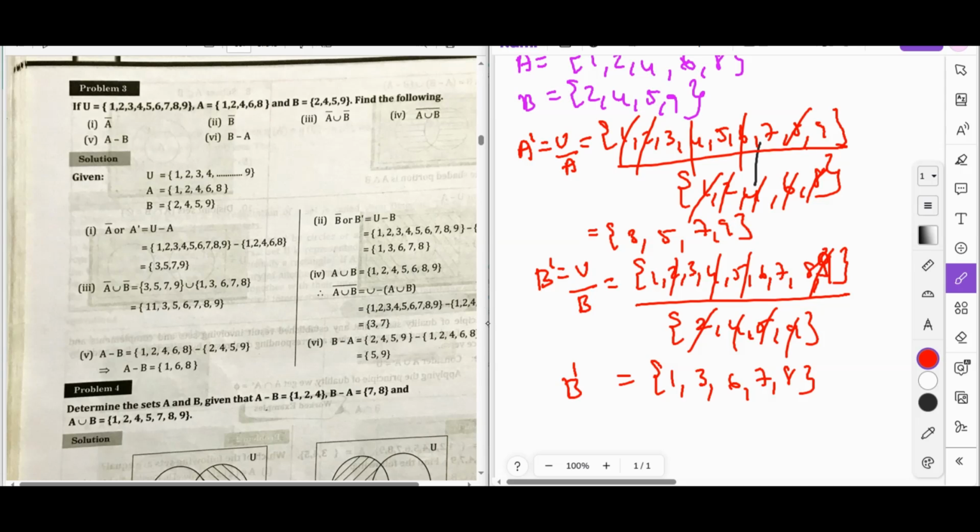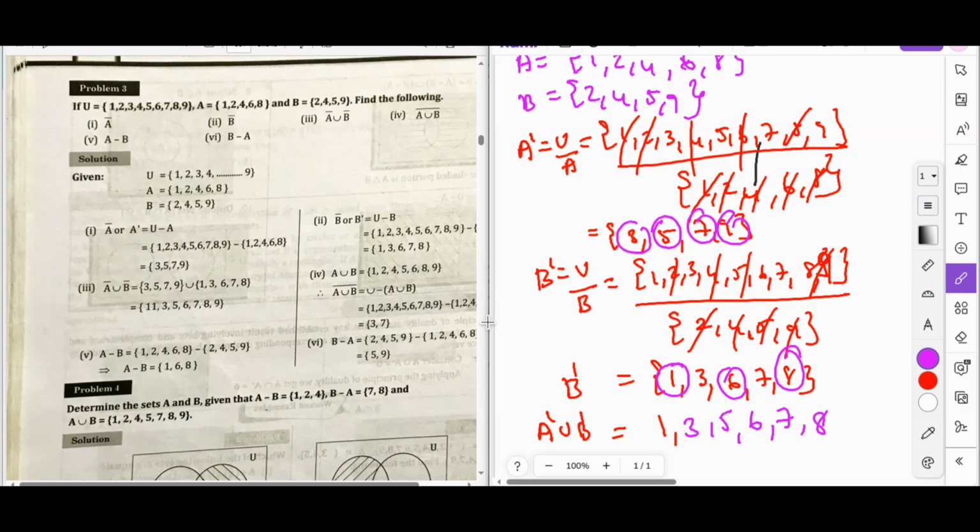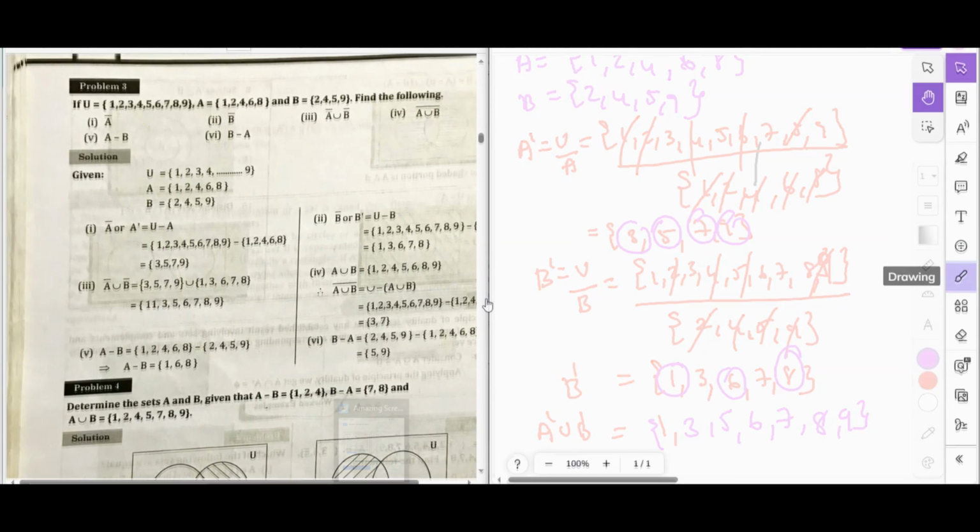Then the next one, they are asking you to find A dash union B dash. Dash you can write or you can write bar, both are same. Union of these two will be what? We should arrange it in order: 1, then 3, then 5, then 6, then 7. 7 is repeated, so we'll write it one time. Then 8, then 9. So this is your A dash union B dash.